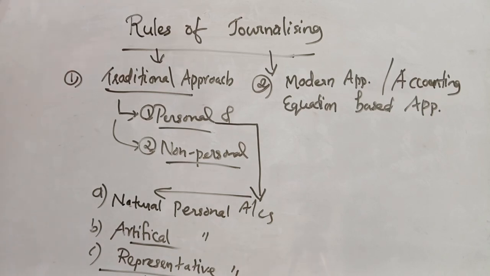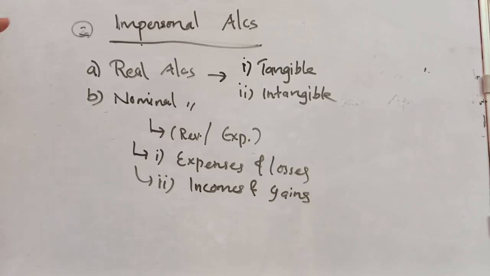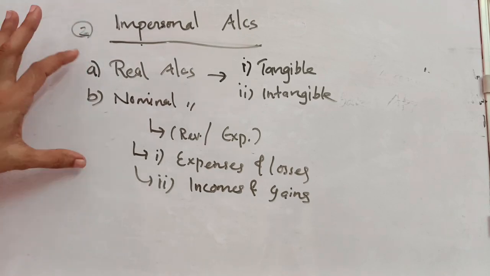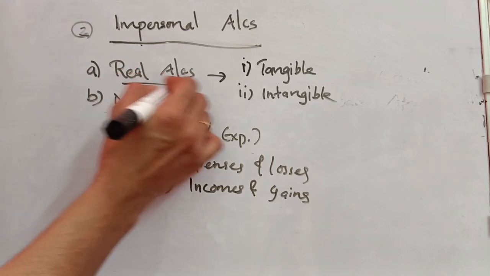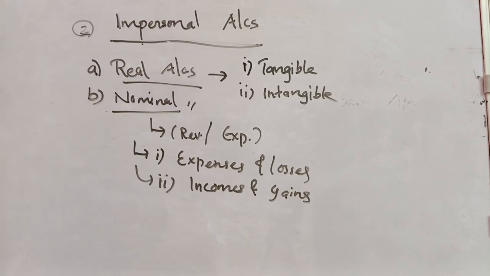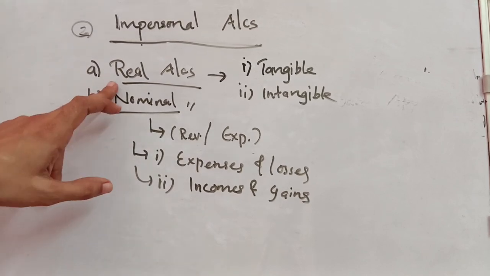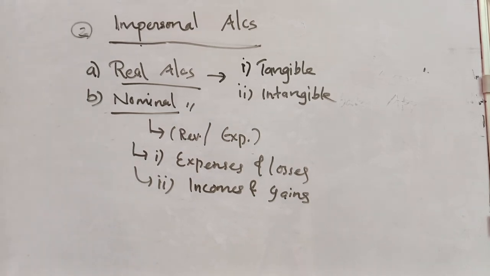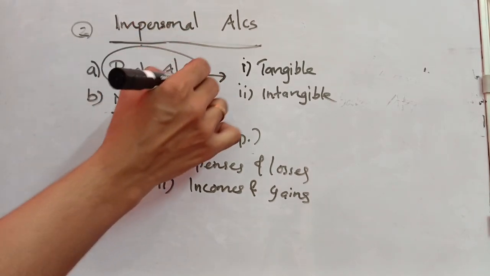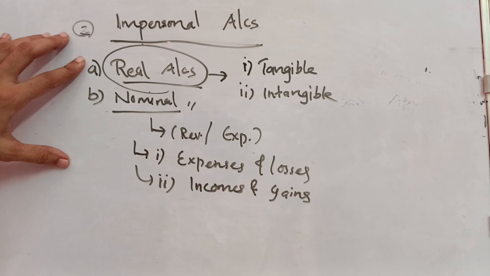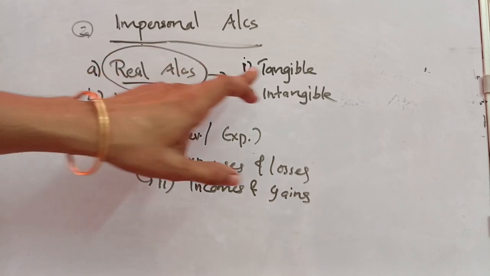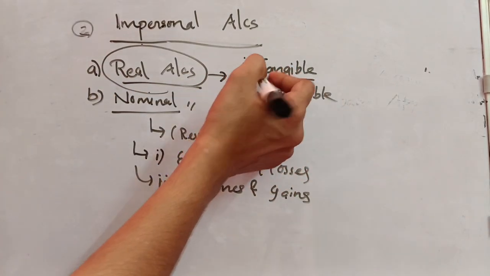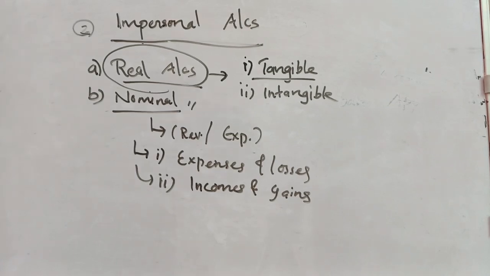That is a representative personal account. Now we can discuss impersonal accounts. Impersonal accounts mainly include real accounts and nominal accounts. Within this, accounts created for tangible or intangible assets are called real accounts. And within real accounts, there is another category, that is tangible real accounts.